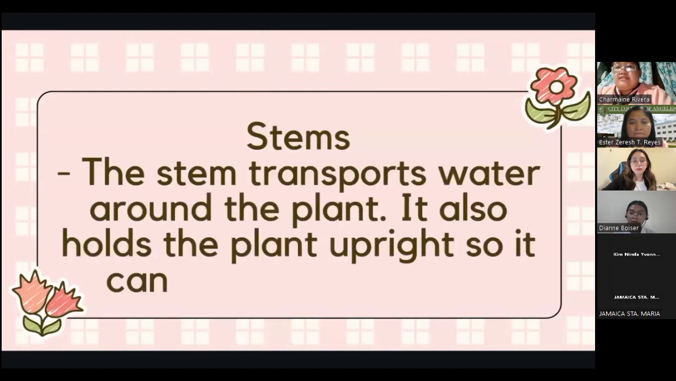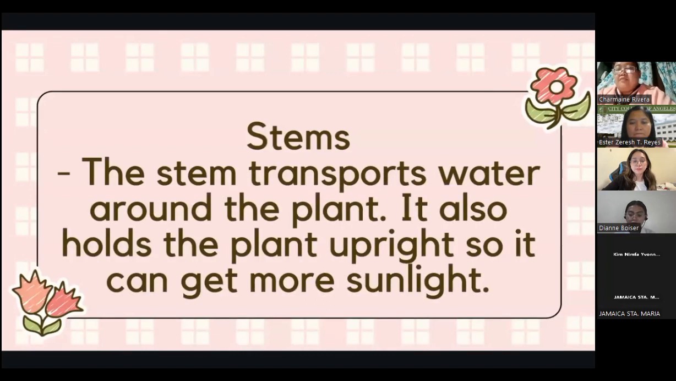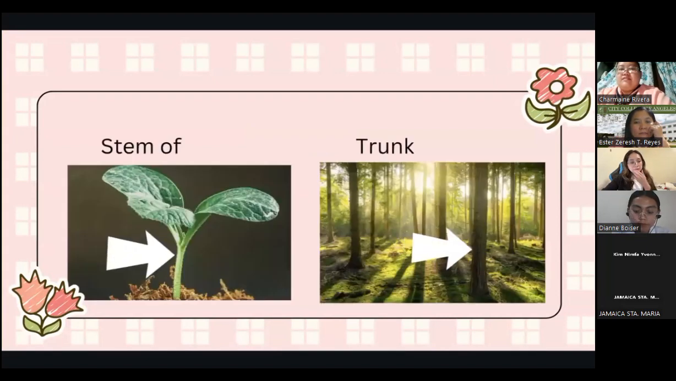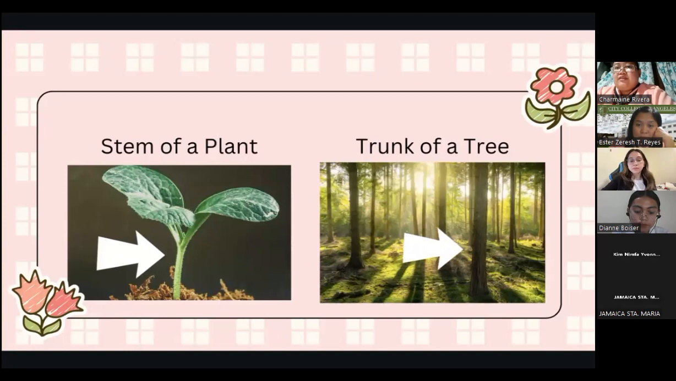The second one is the stem. The stem transports water around the plant. It also holds the plant upright so it can get more what? Sunlight. Look at this picture. The stem at the left side is the stem of the plant, and the right side is the trunk of a tree.